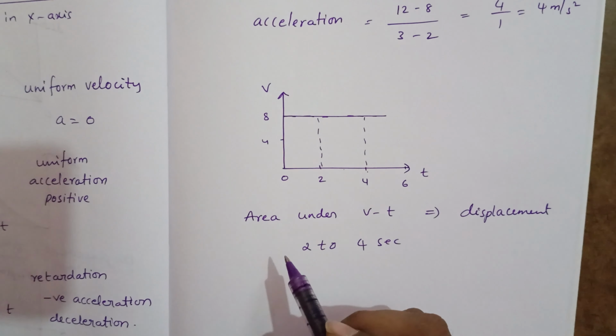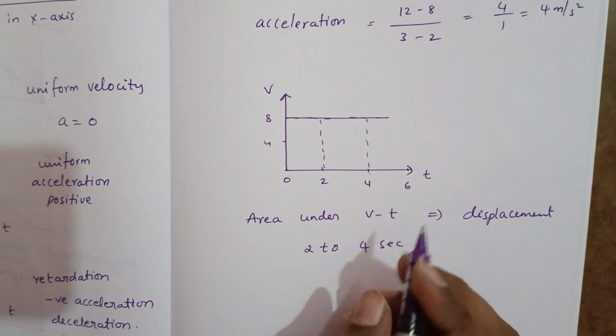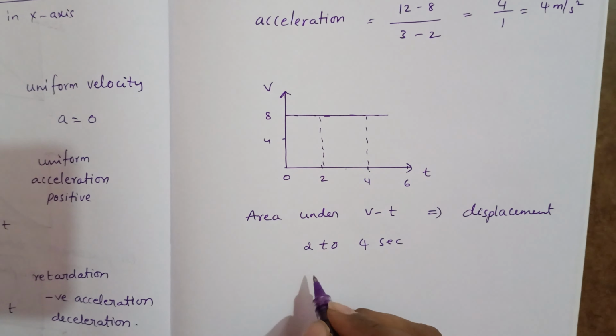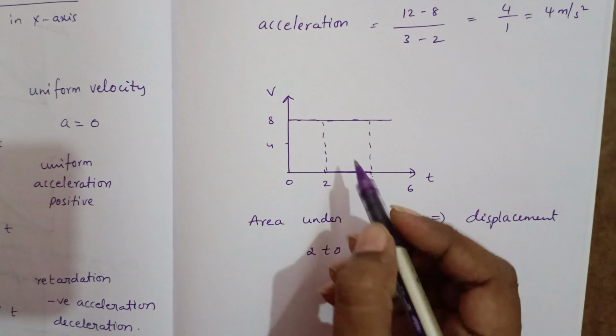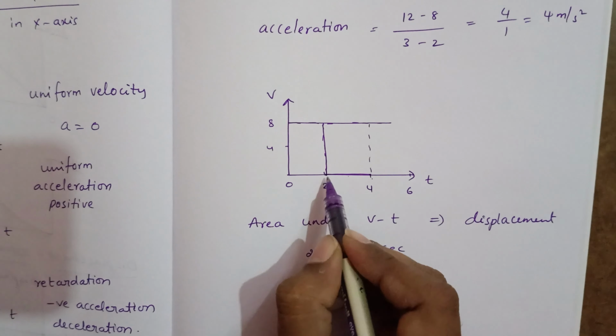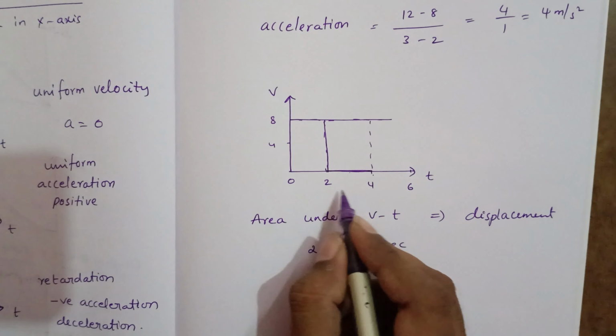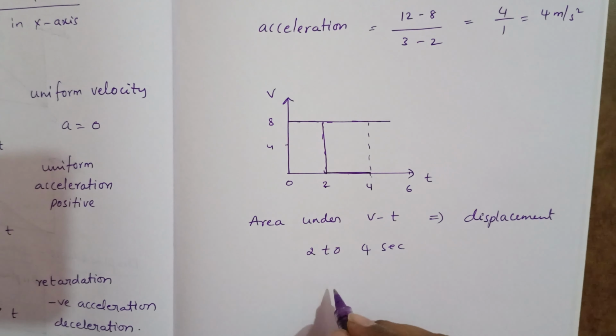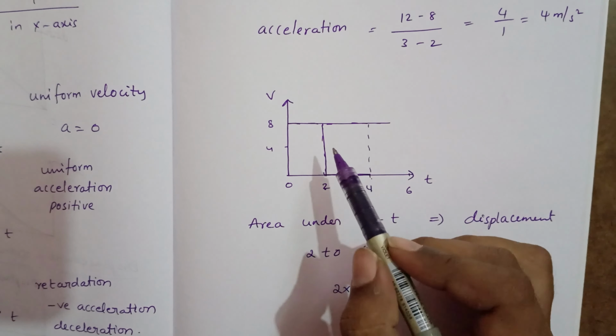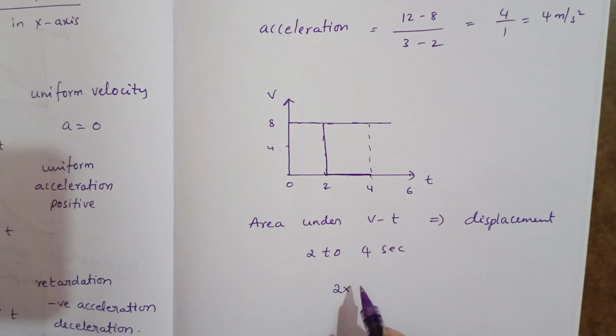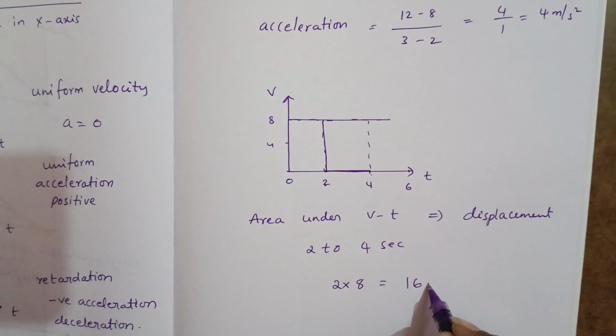It is uniform velocity. The body is moving with uniform velocity. The area looks like a rectangle. This is one side, this is another side. The rectangle area formula is length into breadth. Between 2 and 4, how much is there? 2. And 8, so 2 times 8 equals 16 meters is the displacement.